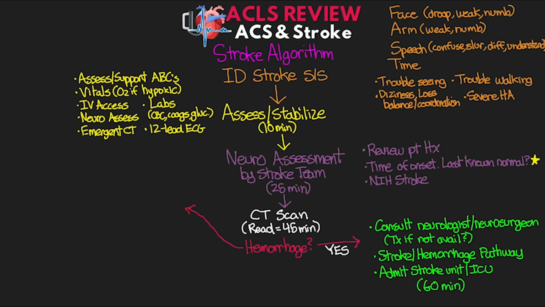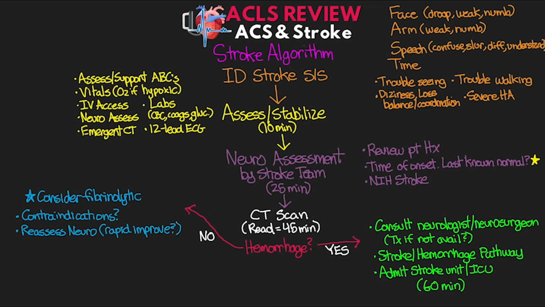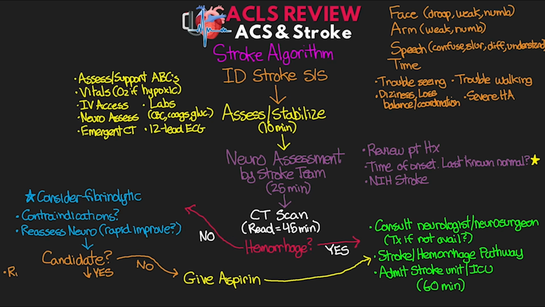Now, if there is no hemorrhage, then we want to consider the use of fibrinolytic therapy at this point. So we want to evaluate for any contraindications, and at this point really assess the patient's neurostatus and see if their symptoms are rapidly improving. From there, we want to ask if they are a candidate for TPA. If not, then we're going to want to give them aspirin and then move to the final step of the hemorrhagic branch. If yes, then we're going to want to rapidly review the risk and benefits with either the patient and or the family, and if they accept, then we're going to give them the TPA within 60 minutes from the start of everything.